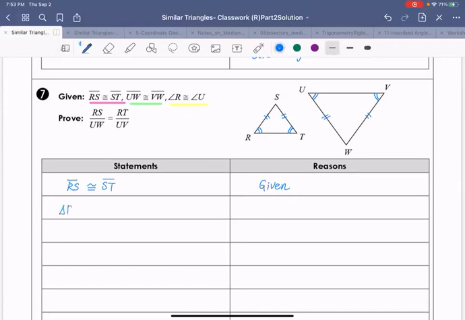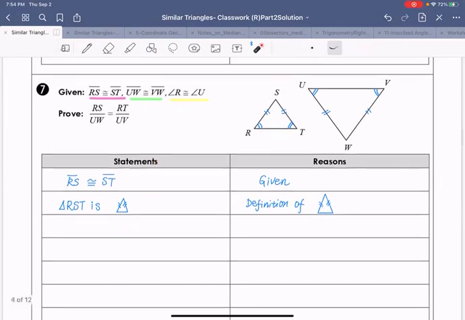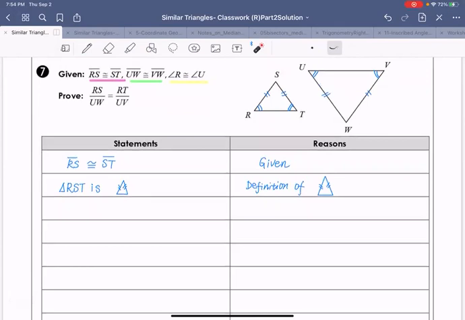Remember? Okay. So we see RST is an isosceles triangle. This is because of the definition of an isosceles triangle. Now, let's do one more. Hold on. When a triangle is isosceles, the two base angles will be congruent.